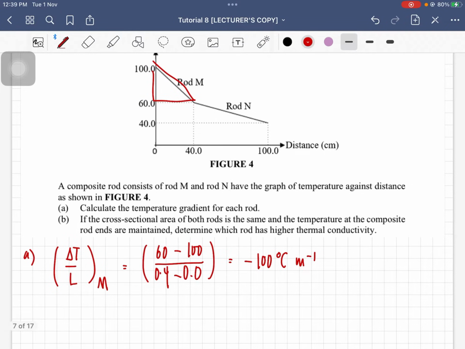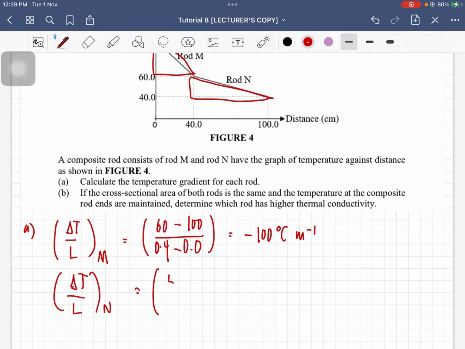Okay, so for rod N, just take the gradient of this as well. So this will be 40 minus 60 over 1 minus 0.4. So this is going to be equal to negative 33.3 degrees Celsius per meter. Okay, so that is the temperature gradient for rod M and rod N.